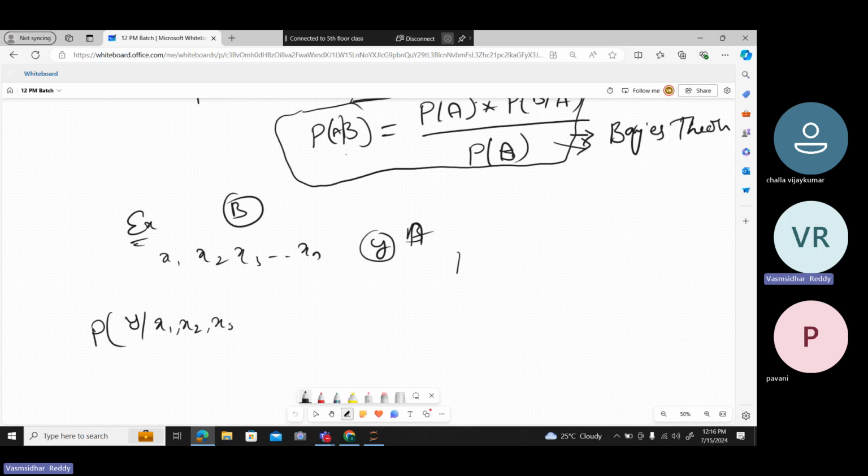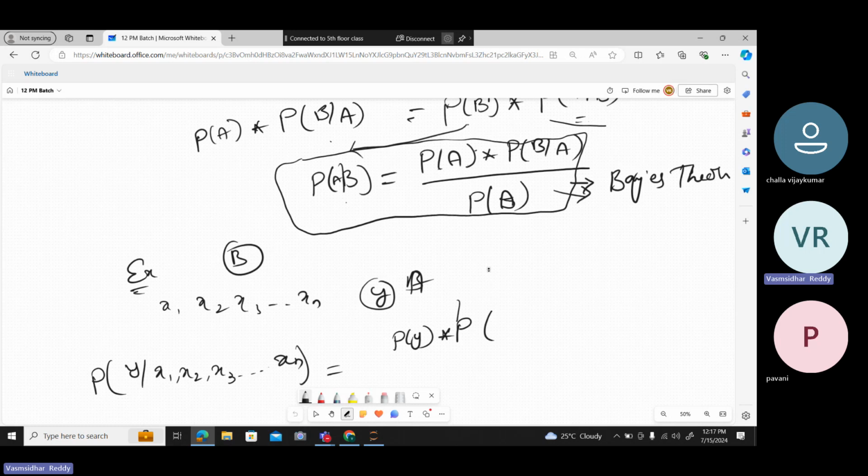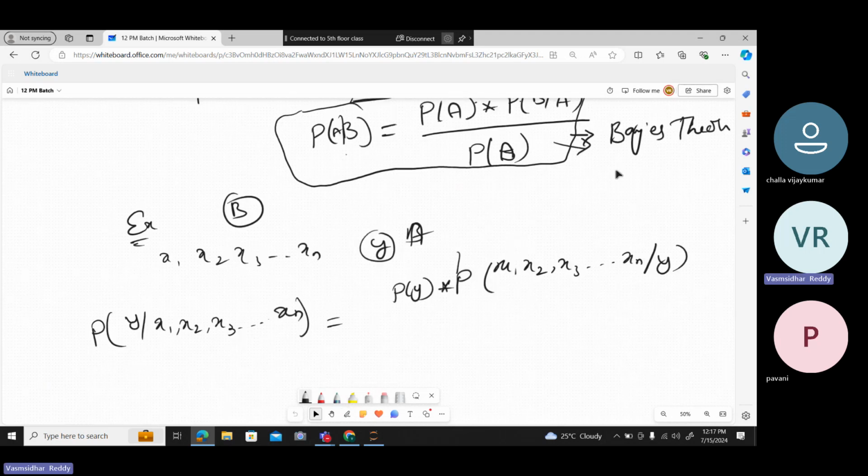equals P of A, meaning P of y, into P of B given A, that is x1, x2, x3 and so on xn given y, whole divided by P of B. P of B means the probability of x1, x2, x3, and so on, xn. Understand how I make the probabilities for this one?